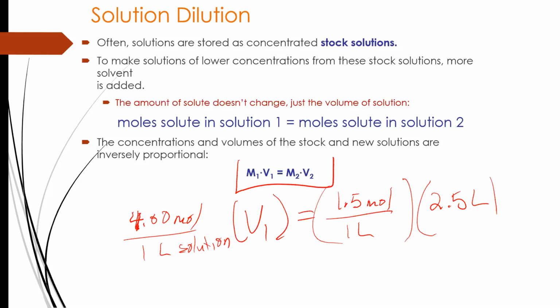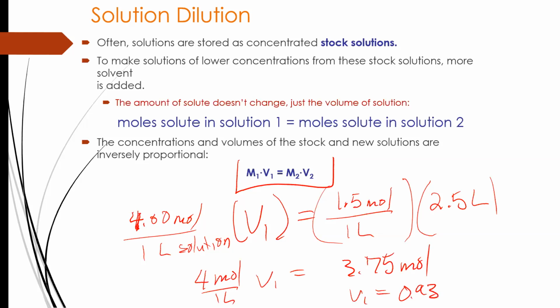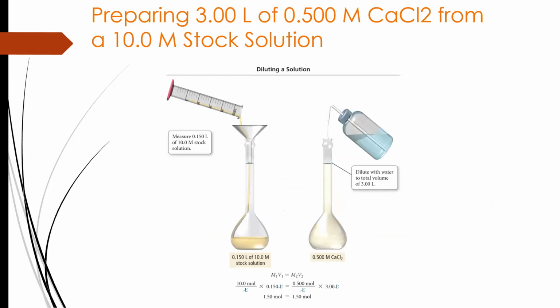Now, what that does is it sets one side equal to the other. And so we get something like 4 moles over 1 liter is equal to 3.75 moles. So when we divide this by our moles per liter, we can get the volume as being 0.9375 liters or 0.938 liters. And we can find the volume that we needed to transfer that. Similar to what they're doing here. They try and figure out how much you need from one to the other.